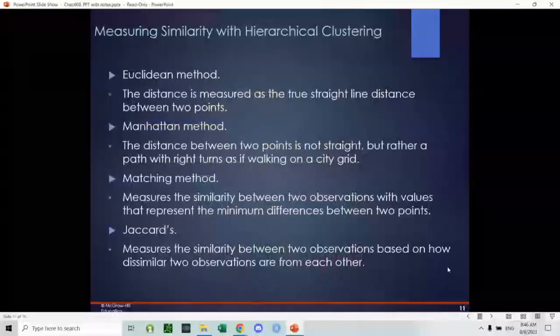The matching method measures the similarity between two observations with values that represent the minimum difference between 2 points. And the Jaccard's approach measures the similarity between two observations based on how dissimilar two observations are from each other.